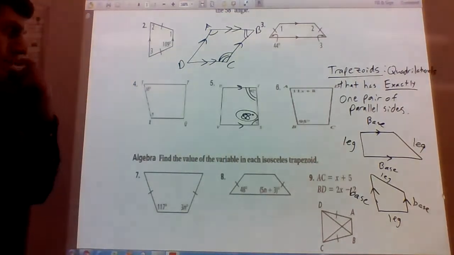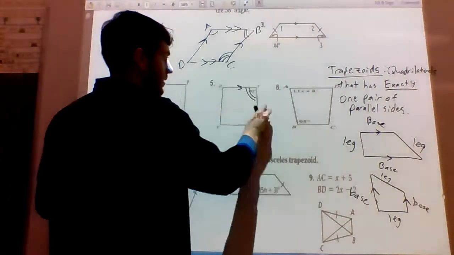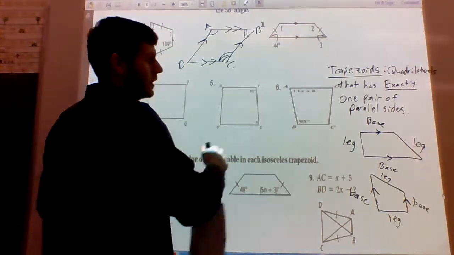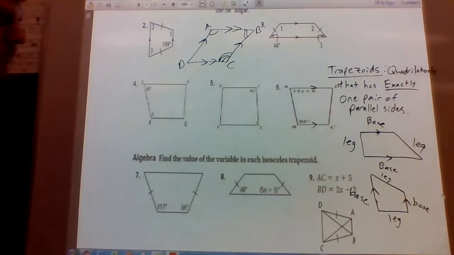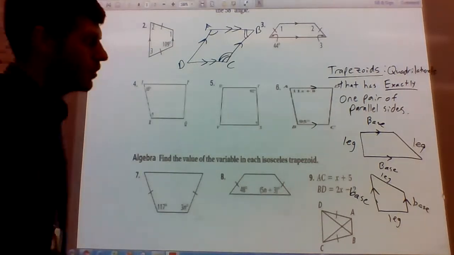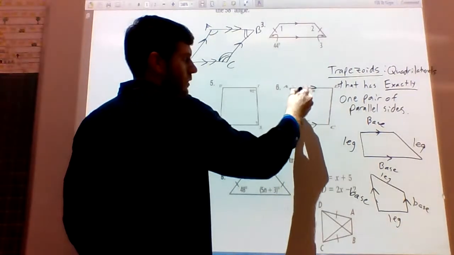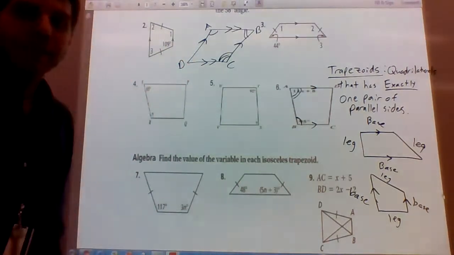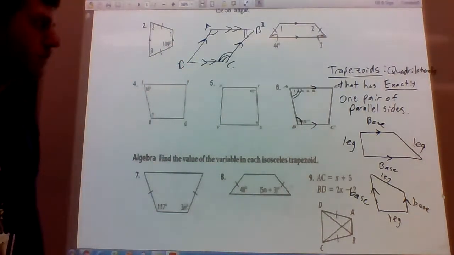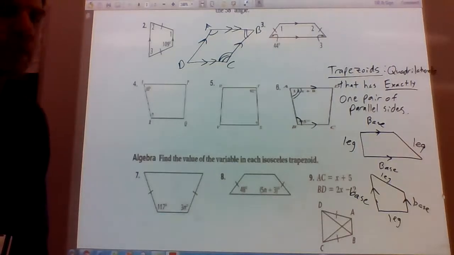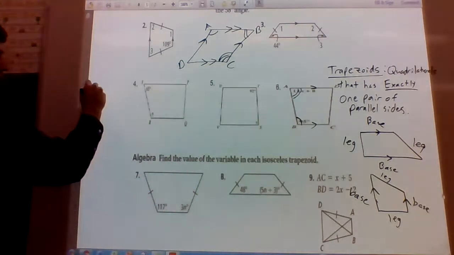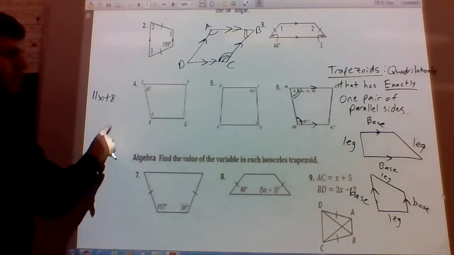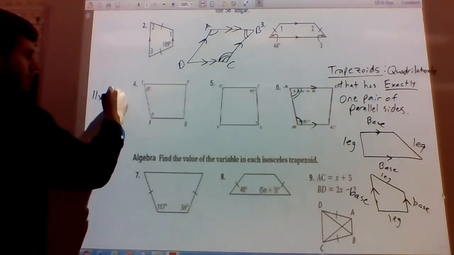All right, number 6. Again, AD is parallel to BC. That should be drawn in. So we know angle A and angle B are going to be supplementary because they're consecutive angles that are between the bases. Consecutive angles between the bases are supplementary, which means they add up to 180. So the measure of angle A is 11x plus 8. The measure of angle B is 95.